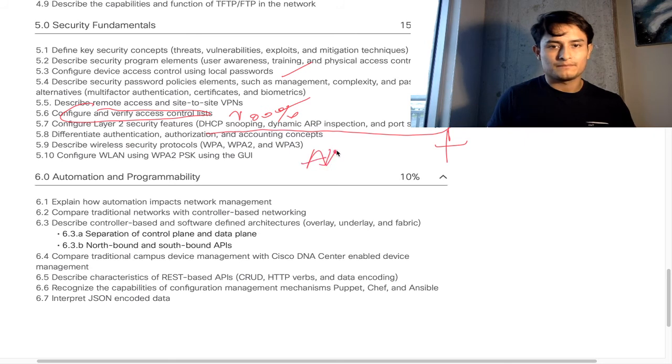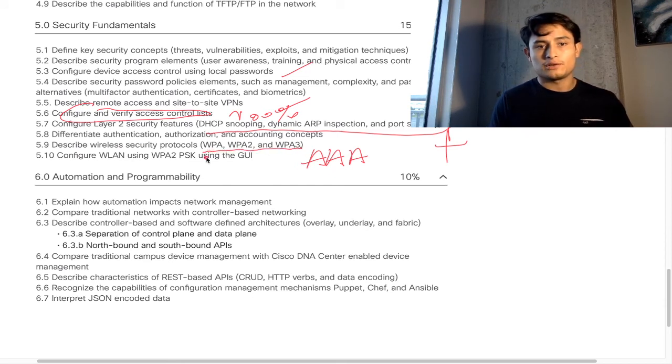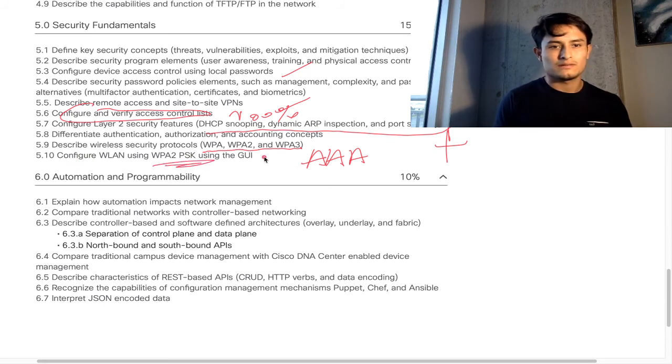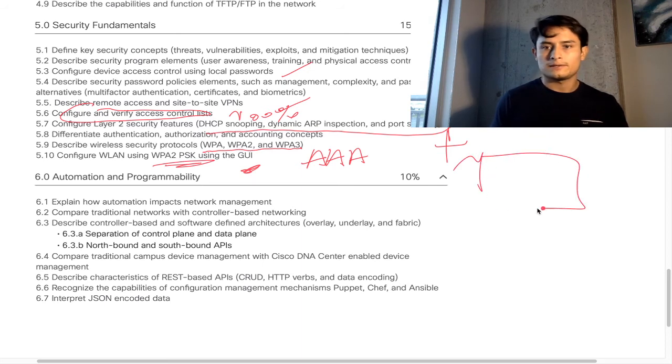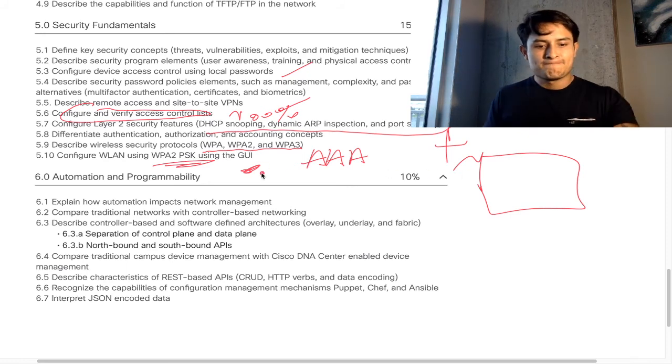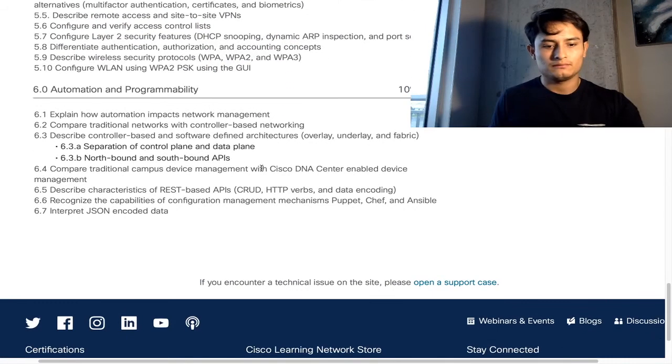AAA. What is AAA, guys? Yeah, you need to know how secure these passwords, security protocols are. How secure is WPA, WPA2, WPA3? Which one is more secure than the other? Yes, what is this? Using the GUI. Again, what does the web application look like, right? That's it. Moving on.